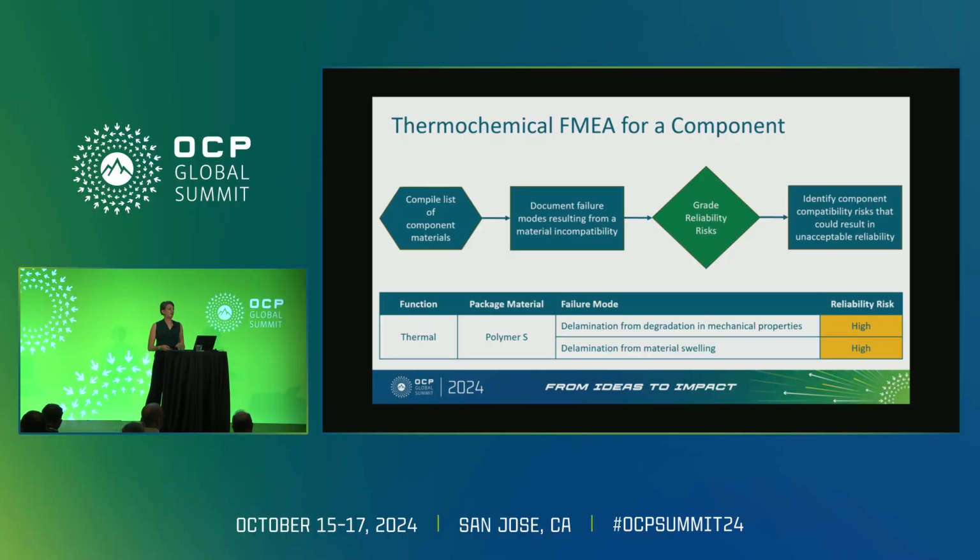And the example I'm going to keep using throughout this process is a particular package material that I'm going to call polymer S. Again, we have multiple polymers in these packages, but I'm going to call polymer S, and its specific function has a very specific thermal reliability function. And if we saw either delamination of polymer S due to degradation in mechanical properties, or we saw the delamination from the material swelling, both of these would result in a high reliability risk of the package.